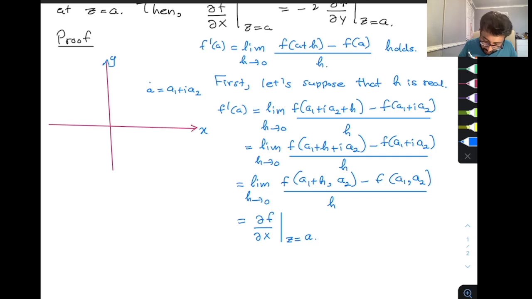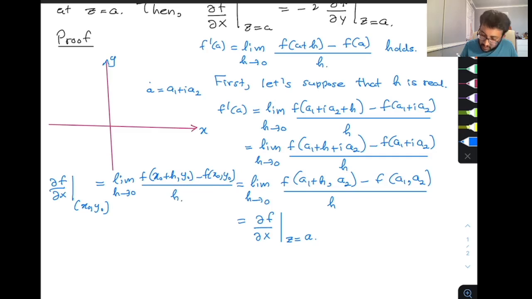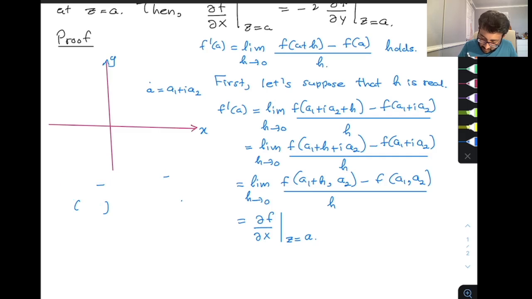How are we going to define the partial derivative of f with respect to x at some point x naught comma y naught? This is equal to the limit as h goes to 0 of f of x naught plus h comma y naught minus f of x naught comma y naught, over h. Right? This is the definition of the partial derivative of function f with respect to x. Similarly, I used that fact here.